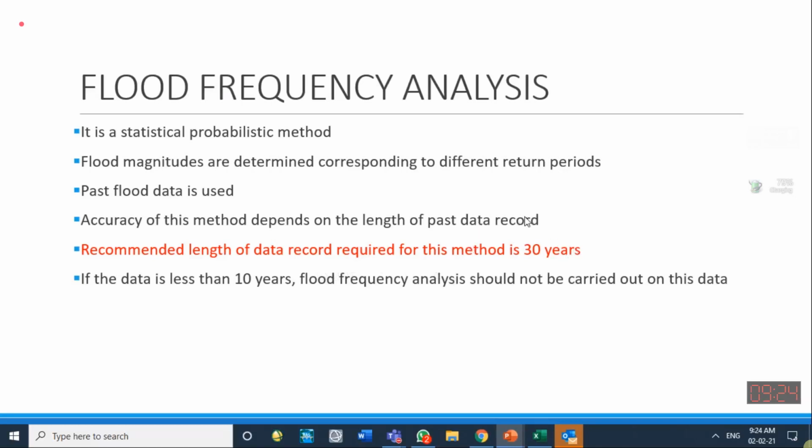Also, if you have 30 years of data for flood frequency analysis, and you have calculated the return period based upon this data, then extension is sometimes required to find the flood of higher return period. Although the record is 30 years, sometimes we are interested in finding the flood of 50-year return period. So then we carry out the flood frequency curve extension.